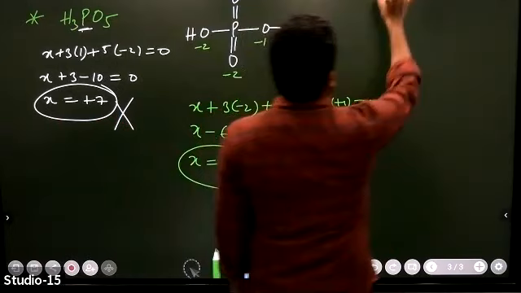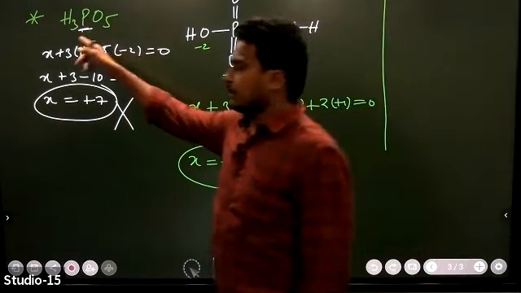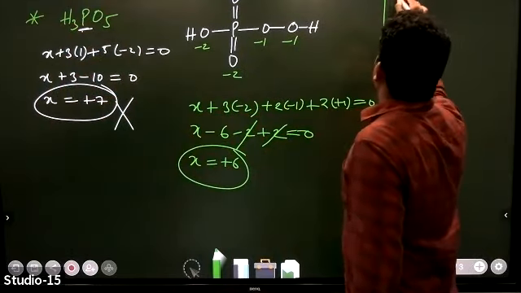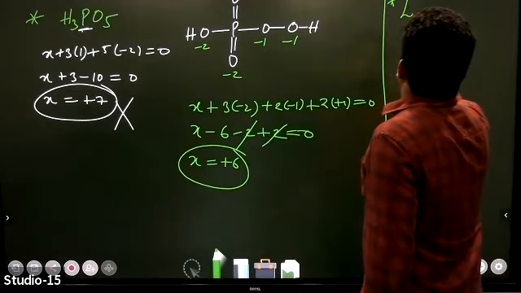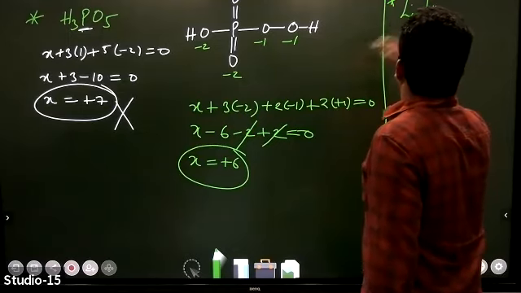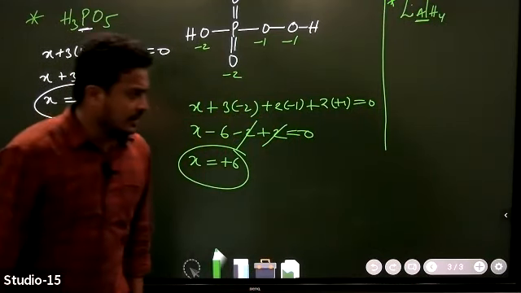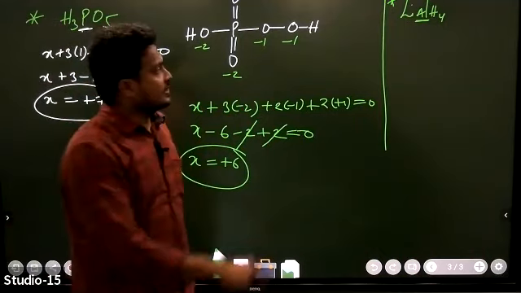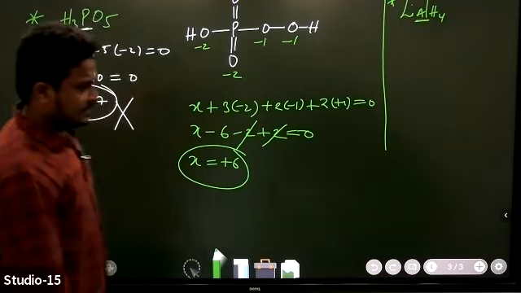Next one, the next exceptional one. All these are most important and have appeared in previous year questions. What we are discussing now: what is the oxidation state of aluminium in LiAlH4? Lithium aluminium hydride, that is called LiAlH4. What is the oxidation state of aluminium in LiAlH4? Try to calculate it.